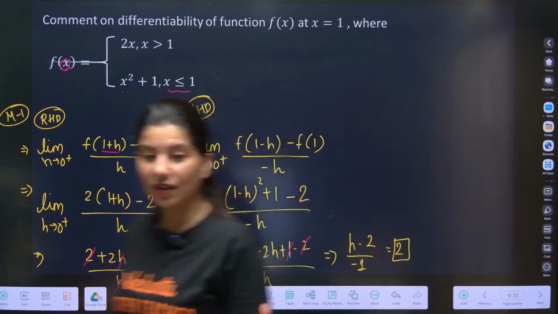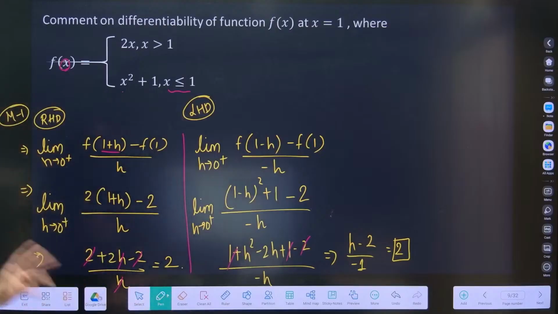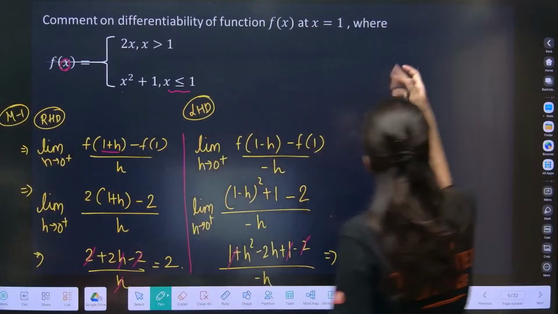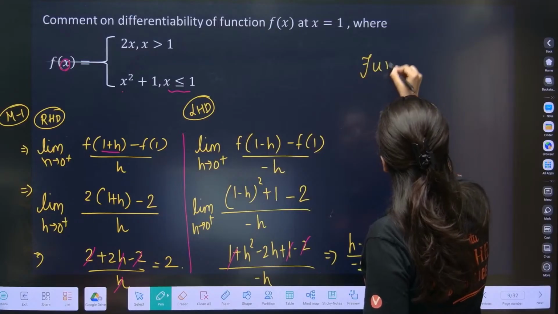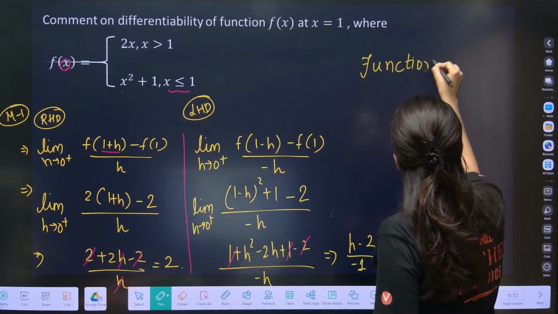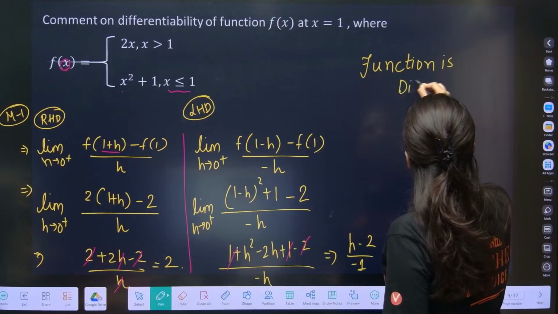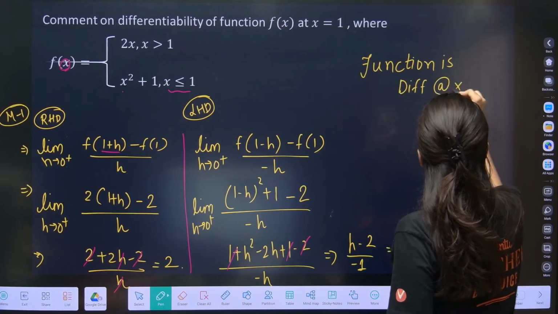That means left hand derivative and right hand derivative are equal. Hence we can say that the function is differentiable at x equals 1.